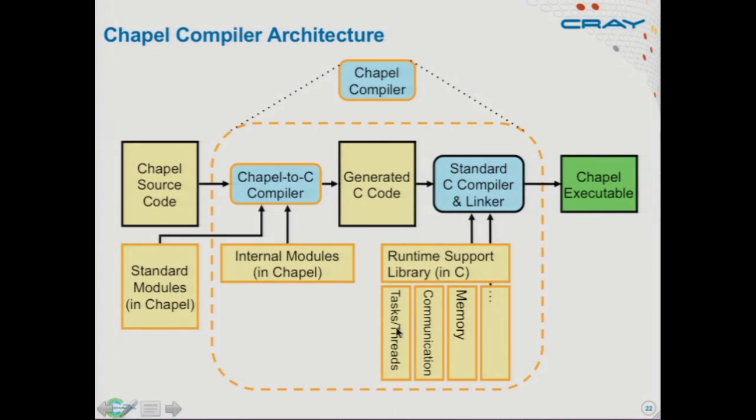And all of these libraries are implemented so that you can plug in different implementations. If you have a different tasking library or threading library you want to plug in, you can do that, or a different communication library. And so out of that, you get the Chapel executable. And the reason we take this approach is primarily for portability. By doing this, we can focus on the things we care about, the parallelism and the locality, and let the C compiler worry about things like low-level instruction scheduling and register allocation.